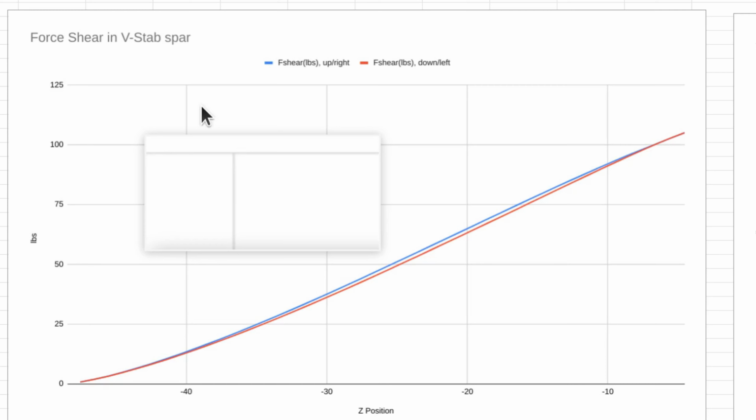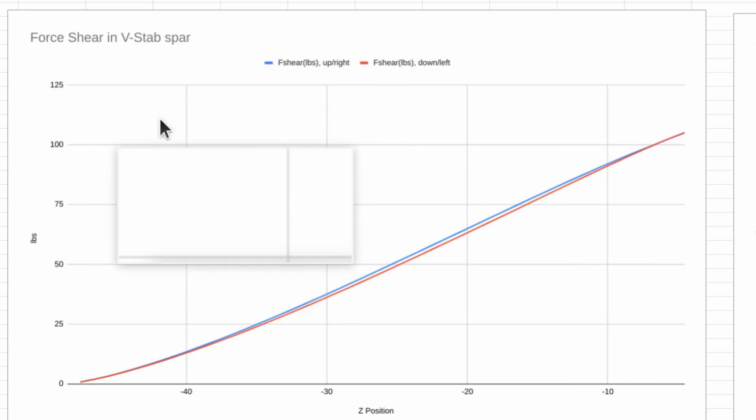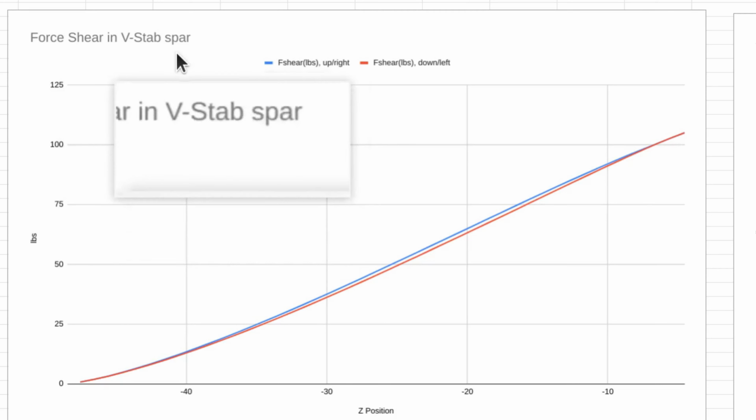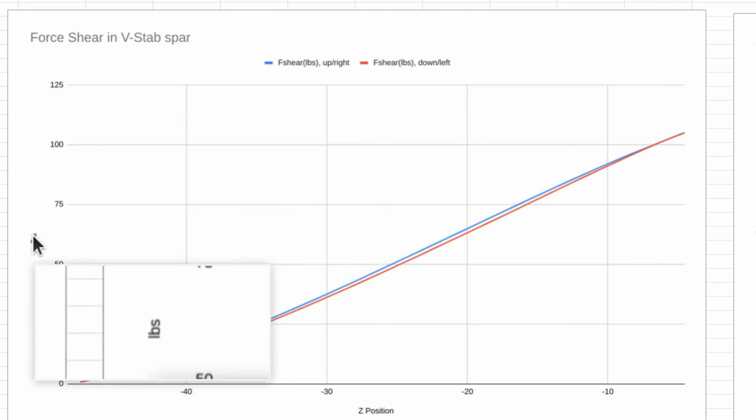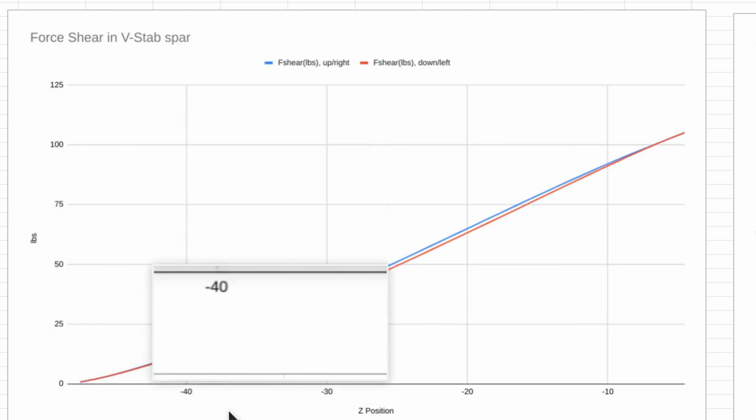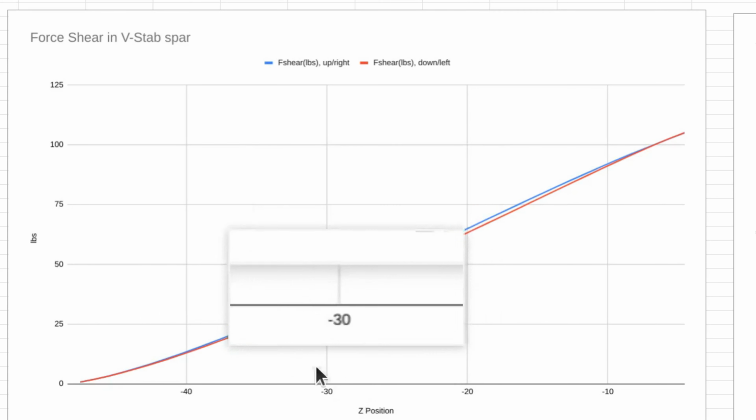For this chart and the next one, I'm treating the vertical tail as one piece, instead of being a vertical stabilizer and a rudder. In the future, after we've figured out the chord load distribution, I'll be able to divide these two charts up into a vertical stabilizer portion and a rudder portion. In this chart, we're going to treat the vertical tail as though it's one piece, and it's going to have one spar in it. And we want to know what the shear forces are going to be in the web of that spar. Over on the left, we're going to have shear force in pounds, and of course, down at the bottom, we still have Z position.